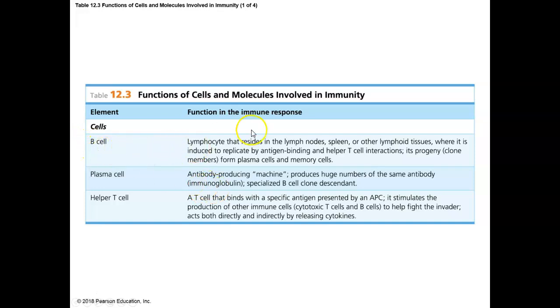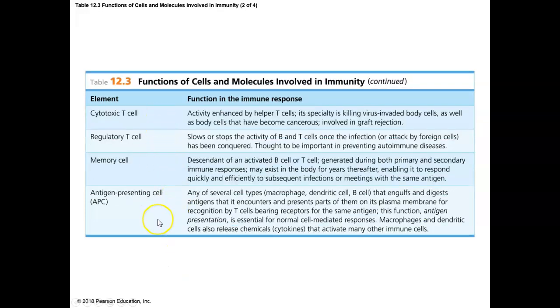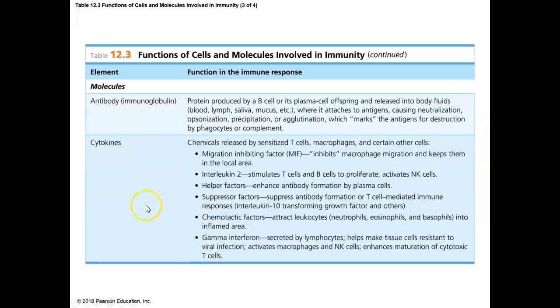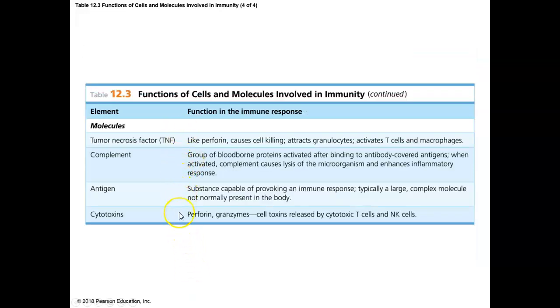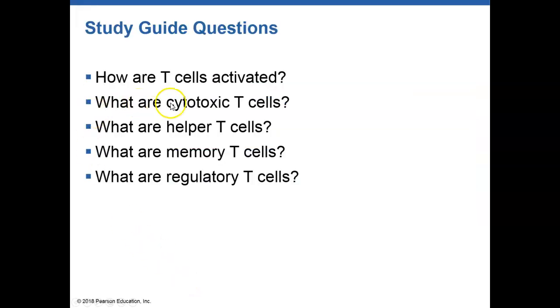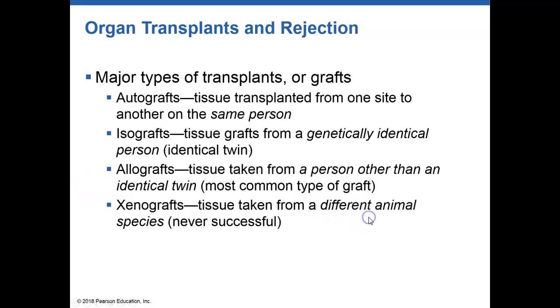And here this is just table 12.3 that shows the different cell types involved in specific and non-specific immunity. Cytokines do all kinds of things. Cytokines are not cells. These are chemicals released by cells. These are more chemicals. And then there's the antigen. So at this point, you can answer how are T cells activated, what are cytotoxic T cells, what are helper T cells, what are memory T cells, and what are regulatory T cells.